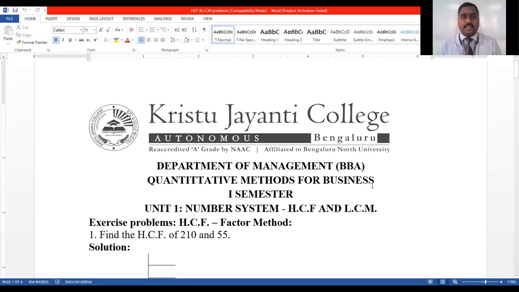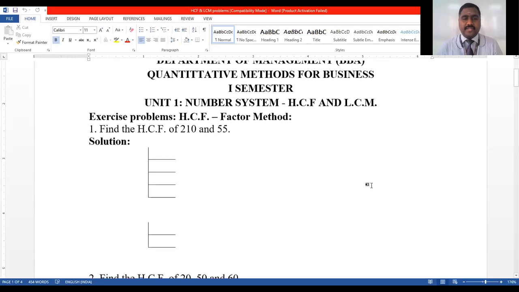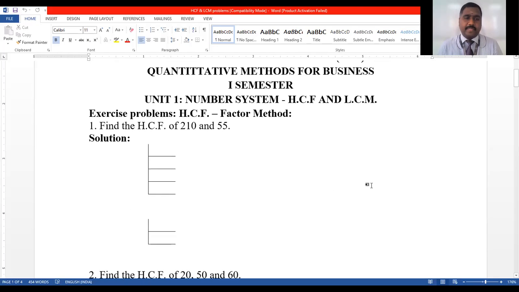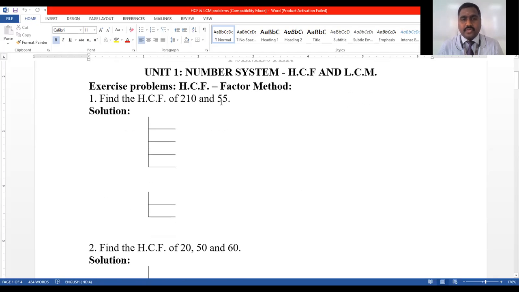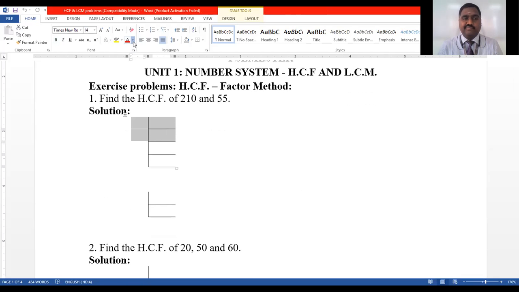Okay, so this is a problem, right? Find HCF of 210 and 55. In the factor method, I told you that you should take the two numbers, 210 and 55, separately and start dividing by the prime numbers. So first we will start dividing the numbers.